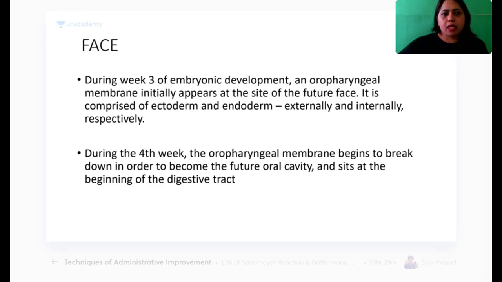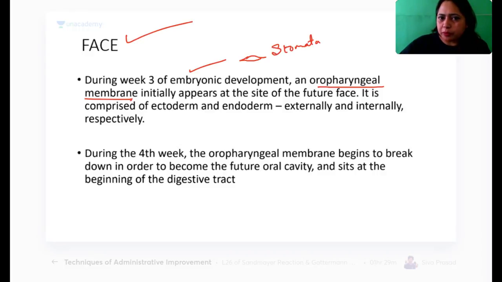Right. Now coming to the development of the face, that is about the pharyngeal arches. Now let's talk about face development. When does it start? It starts about the third week of intrauterine life, third to fourth week, and it goes on up to the sixth week of intrauterine life. Here there is an oropharyngeal membrane that develops, and that will give rise to the mouth region, the primitive mouth called stomodeum.